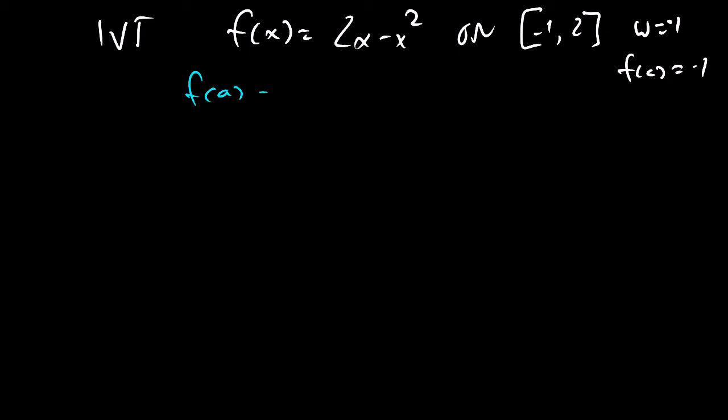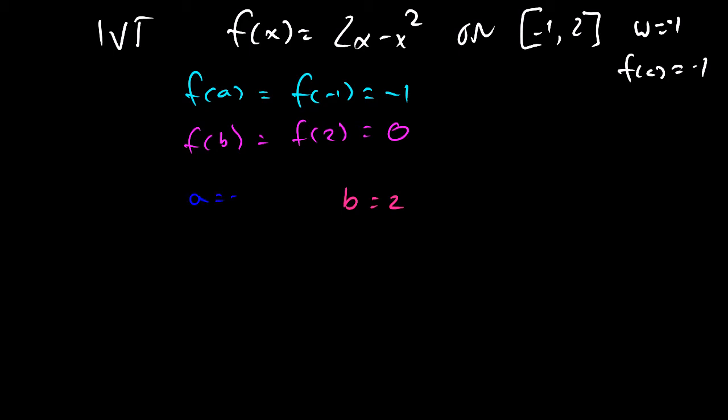F of a is equal to f of -1, which is equal to -2 plus 1, which is -1. Our f of b is equal to f of 2, which is equal to 2 times 2, which is 4, minus 4 is 0. Good. Now our b itself is 2, so b is equal to 2, and our a is equal to -1.